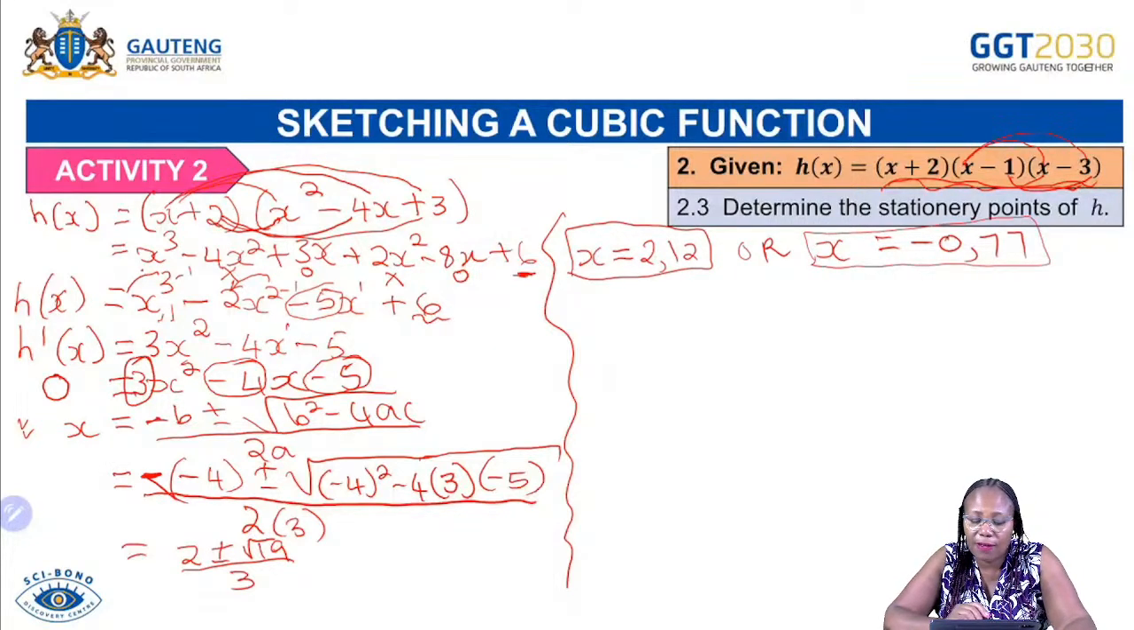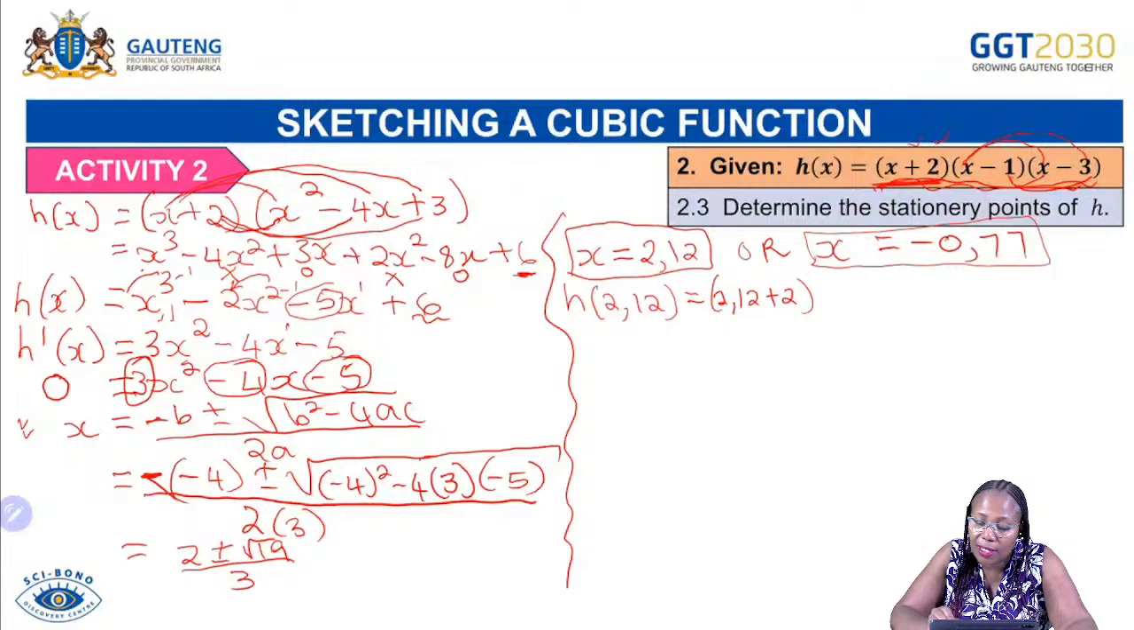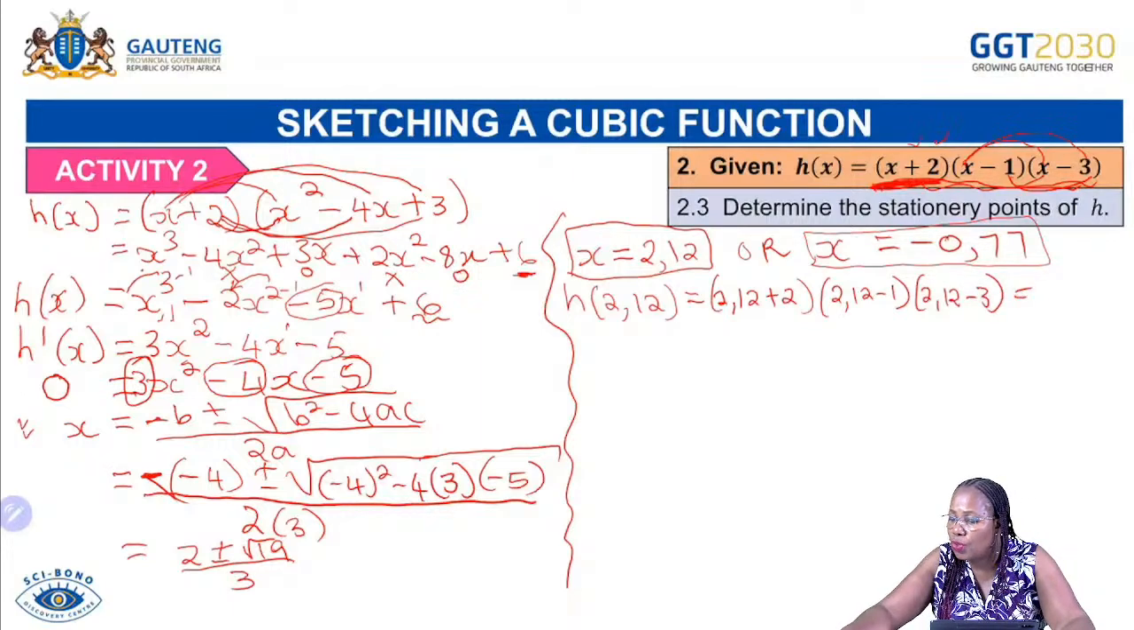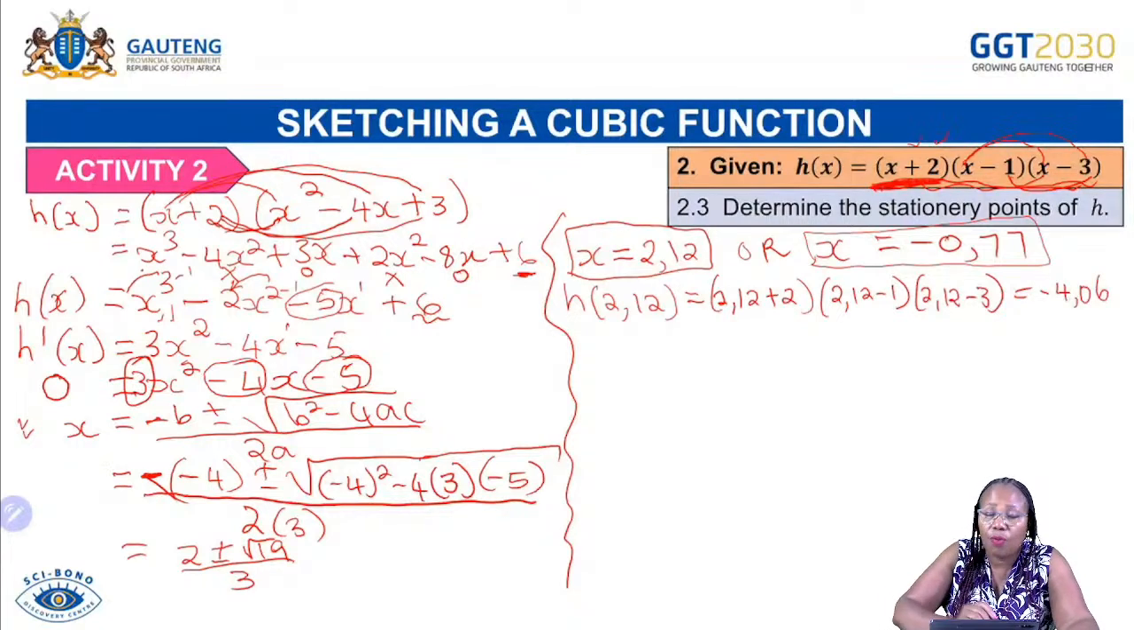We need to find the y values. We are going to substitute these x values into the original to find our y. The first one will be h at 2,12. X will be 2,12. So this is 2,12 plus 2 for the first bracket, followed by 2,12 minus 1, then 2,12 minus 3, and then into your calculator straight to your y value, grade 12. This gives us minus 4,06. I hope we are together. That will be the first y turning point.